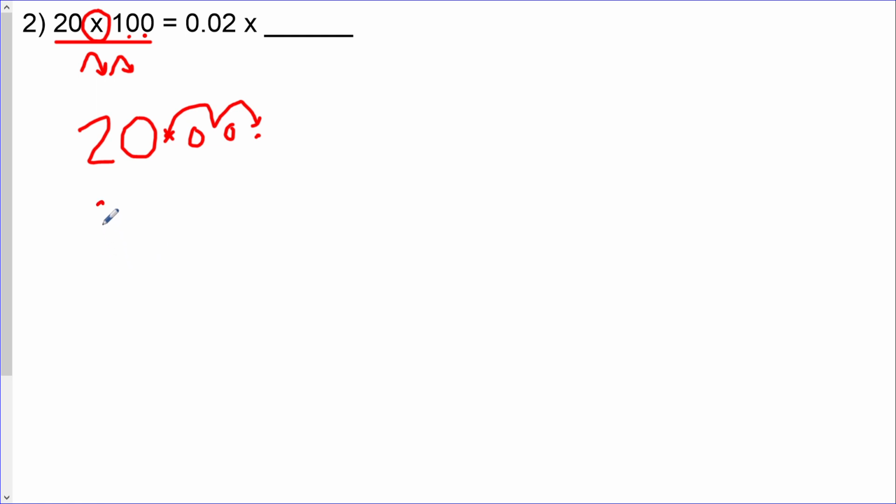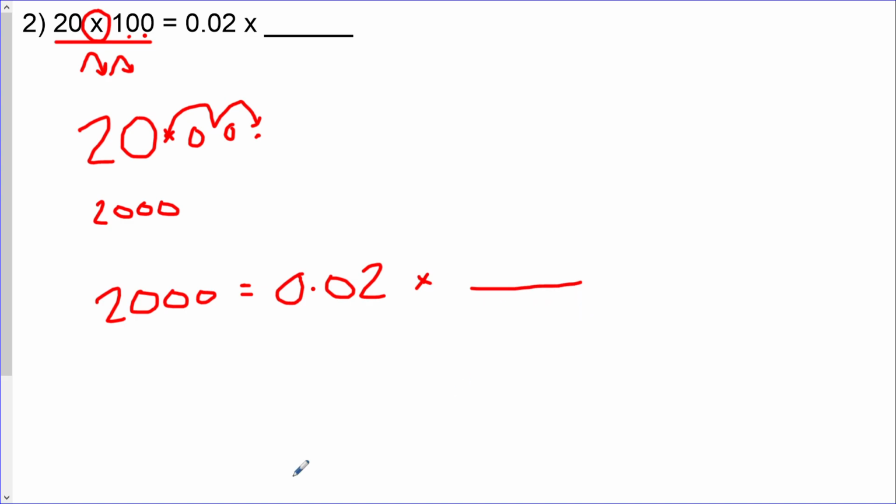And now we have got the answer to 20 times by 100. We can see that the answer to that is 2,000. Now I can substitute that answer in to my question. So 2,000 is equal to 0.02 times something. Let's have a look at this then.